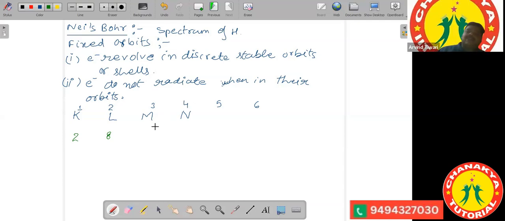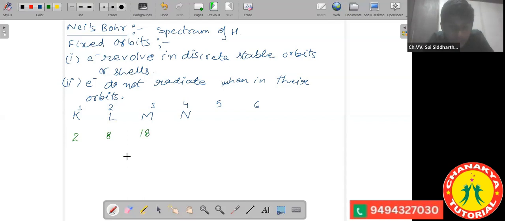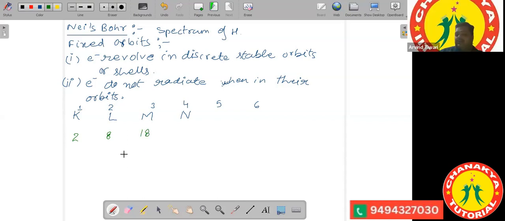See, the M shell does not have the capacity of 8 electrons. It has the capacity of 18 electrons. And the capacity of electrons is given by the formula 2n squared. If you forget, this is the formula: 2n squared, where n is the number of that shell.